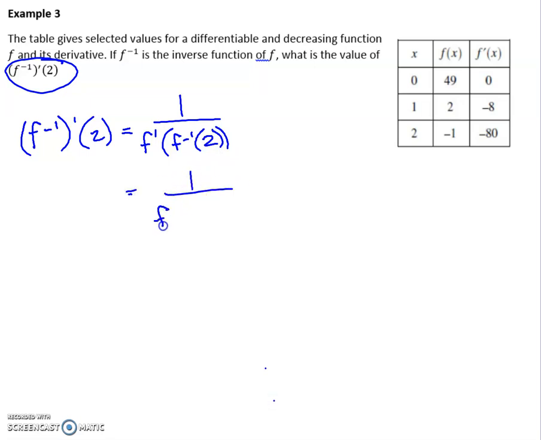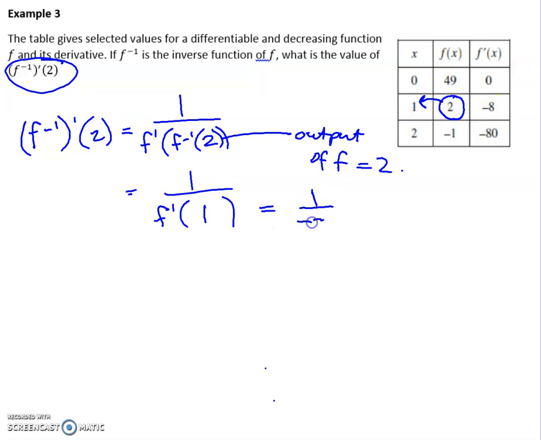If I'm looking for f inverse of 2, I'm looking for an output of f being 2. So go over to your table. Here are my outputs for f. If I have 2, that would get me back to 1 if I'm doing the inverse. So f inverse of 2 is 1. Then I need the derivative at 1, so I can go back over here, which is -8. So I have 1 over -8, or -1/8.